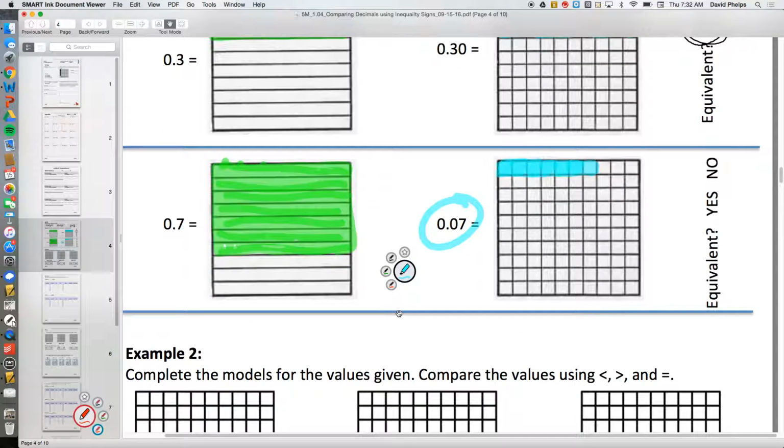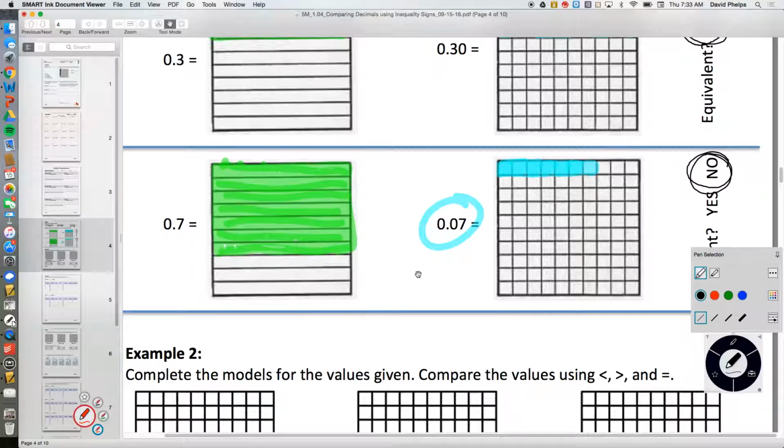Okay, so we have our 0 and 7/10, and we have our 0 and 7/100. Quickly, thumbs up or thumbs down. Are these two values equivalent? Thumbs up, yes. Thumbs down, no. If you said no, you are correct. These values are not equivalent because they don't take up the same amount of space. They represent different values, different amounts.